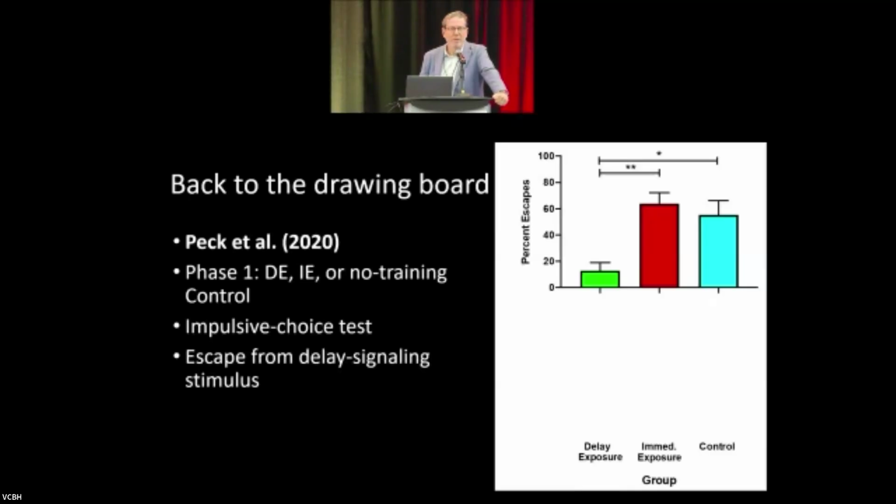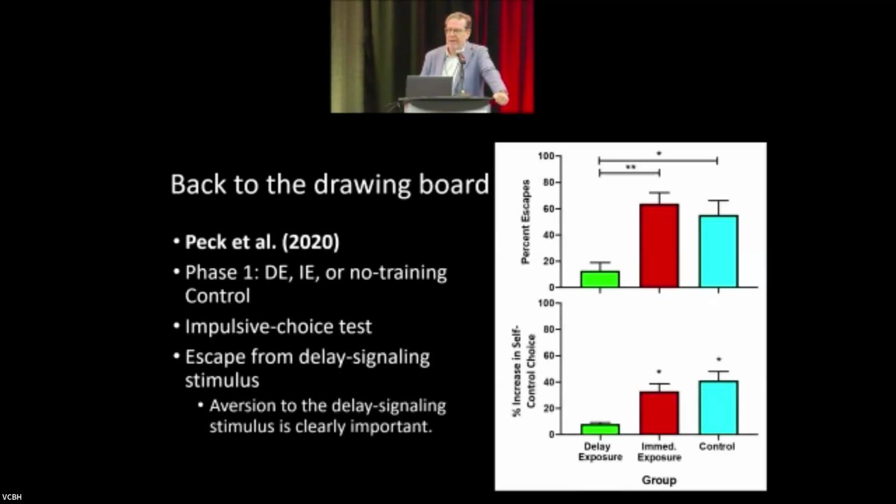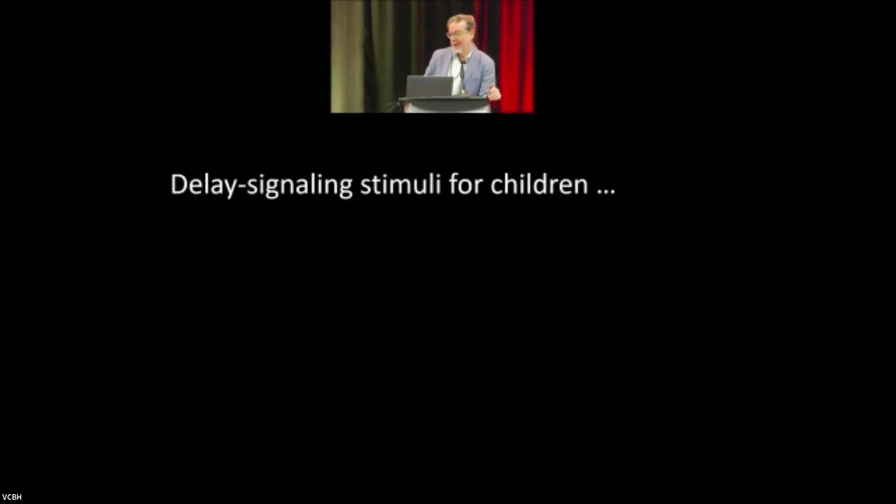But what we also got that we didn't expect was when we allowed the control groups to press that lever to turn off the delay signaling Q light, they became more self-controlled. And so it got us thinking about the aversiveness of delay signaling stimuli. So they press the lever for the larger later reward, this Q light comes on, and it says, you have to wait. And then we were like, okay, well, that's kind of like a delay signaling stimulus for a child. Honey, you need to wait.